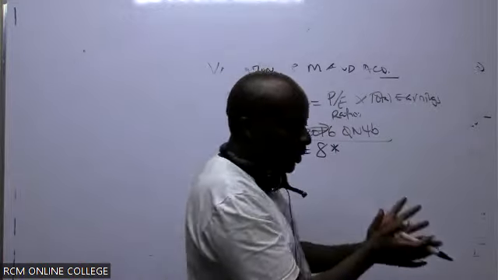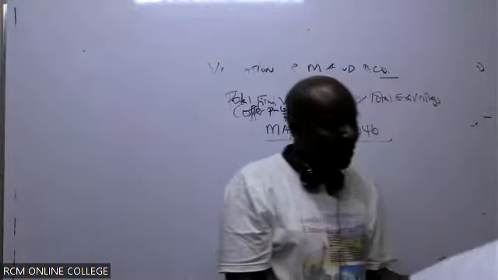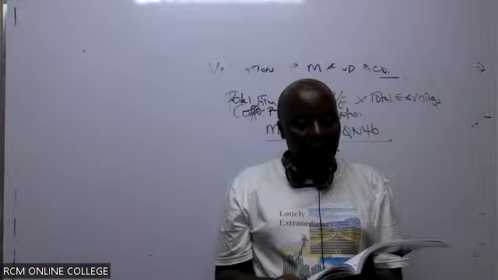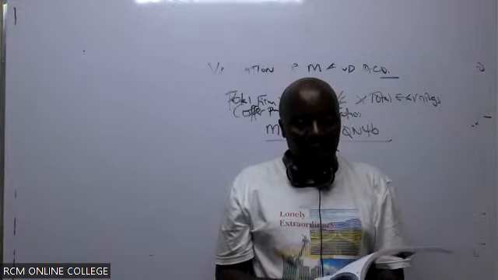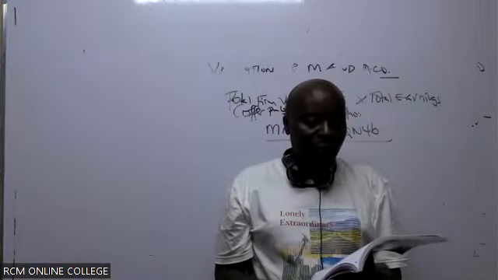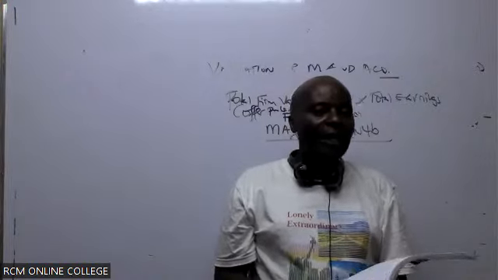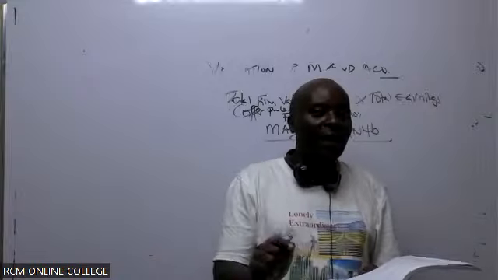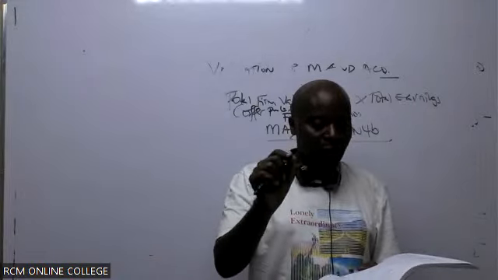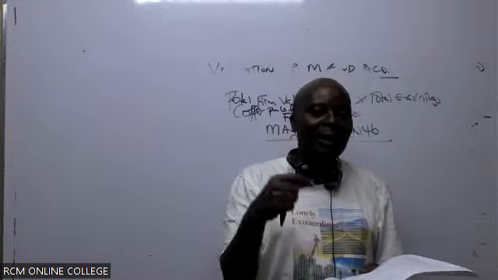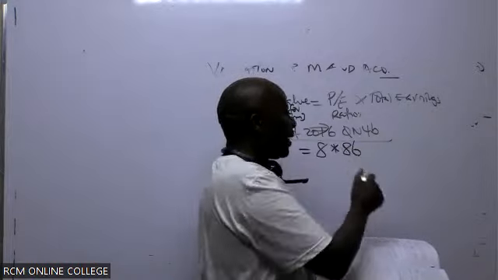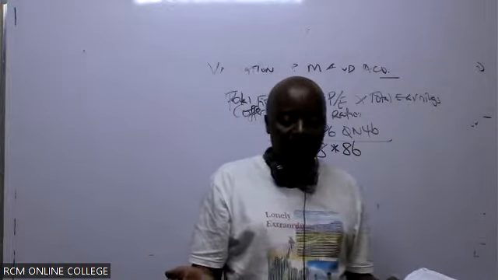Let's read the question. We are told Huge Limited intends to take over Tiny Limited, another company in the same industry. Tiny Limited is expected to post earnings of 86 million next year. So they are basically giving us the total earnings. So the total earnings of the firm that they want us to acquire is 86.